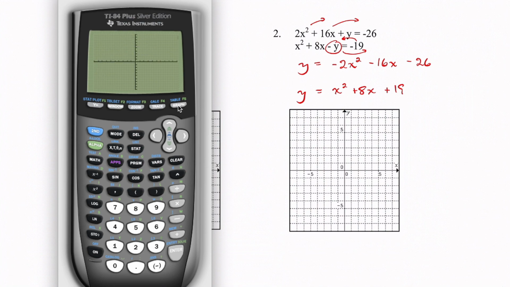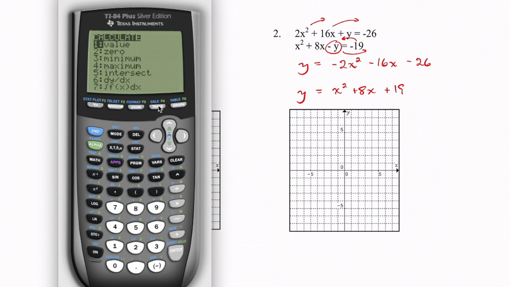We can click graph. So there's our first parabola. Then our second one comes down and it intersects here twice. So again, second, trace, option number 5. We'll move closest to one of these. We'll do the left one here first. And then once we're close to it, just click enter, enter, enter. So we get negative 5 and 4. And then we'll do our second one.